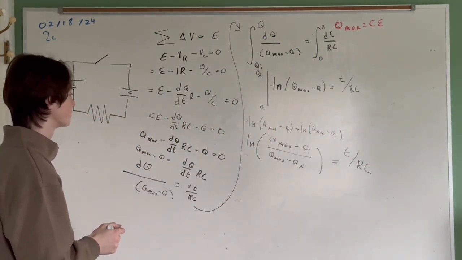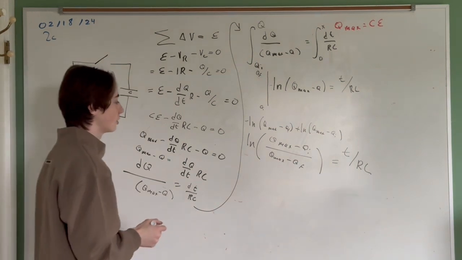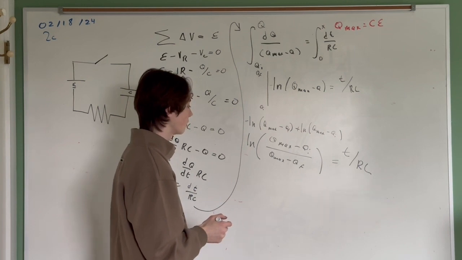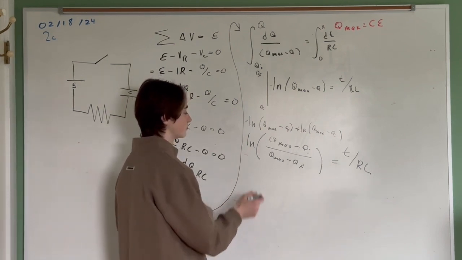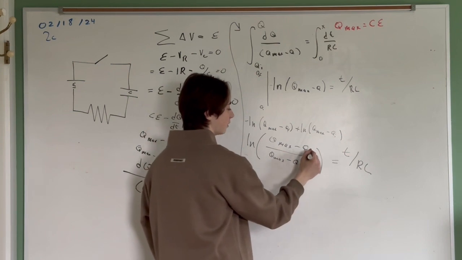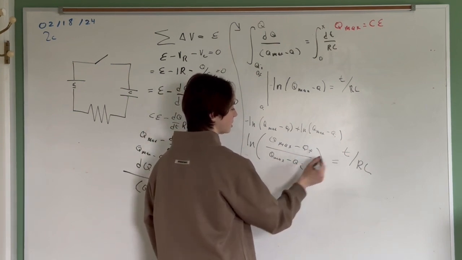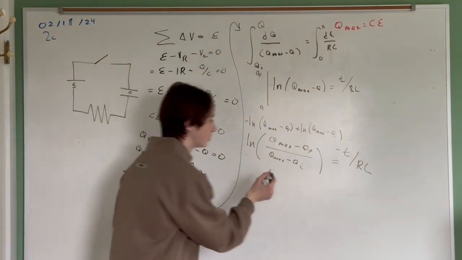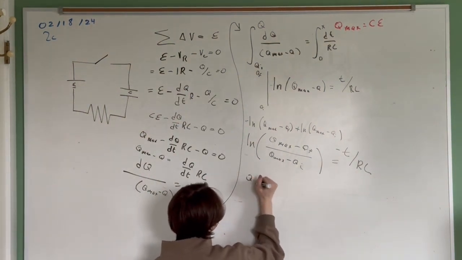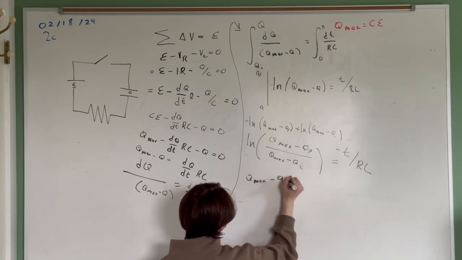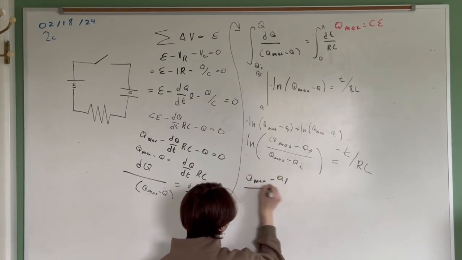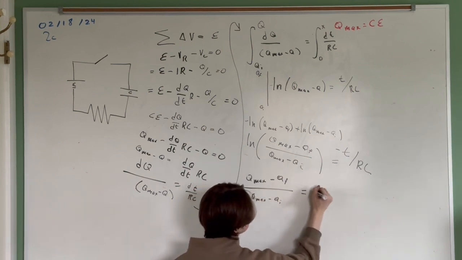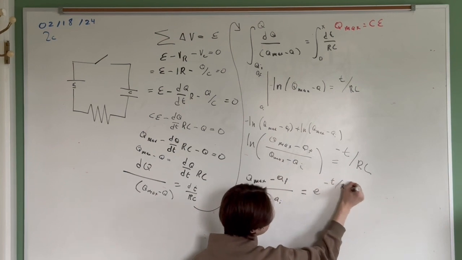I might run out of whiteboard space here, Loki. So now we put, I think we want this to be the other way around. We want F on the top and I on the bottom. So that means we put a negative sign over here. Oh yeah, you're right. So now we put e to both sides. Qmax minus Qf over Qmax minus Qi equals e to the negative t over RC.